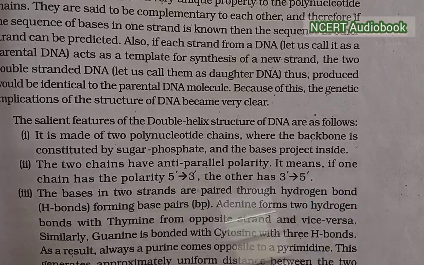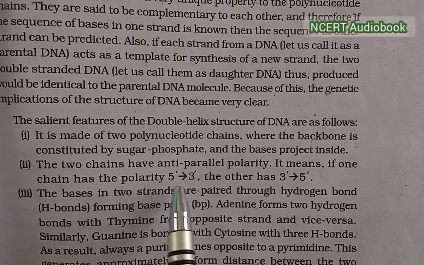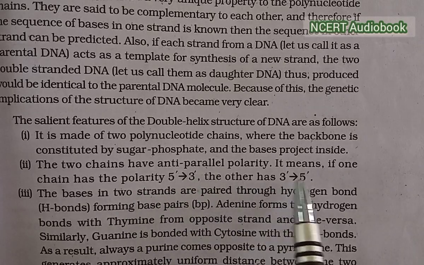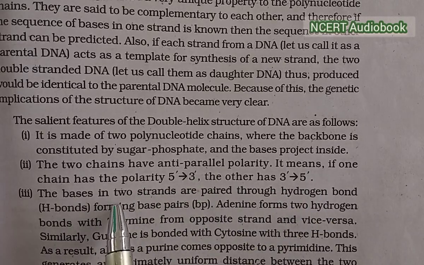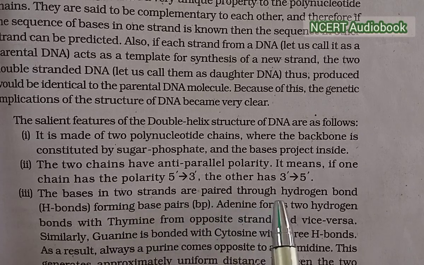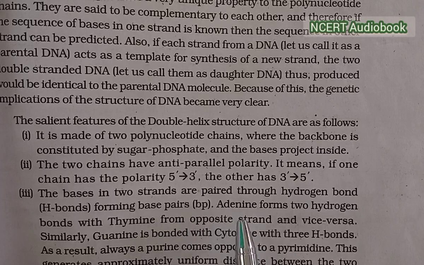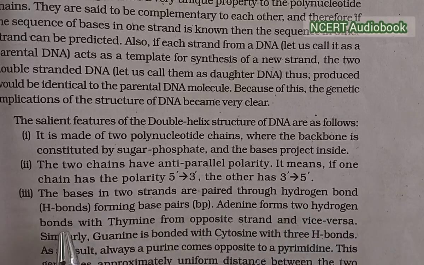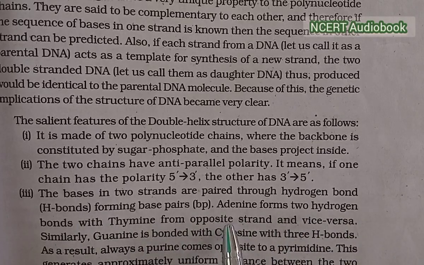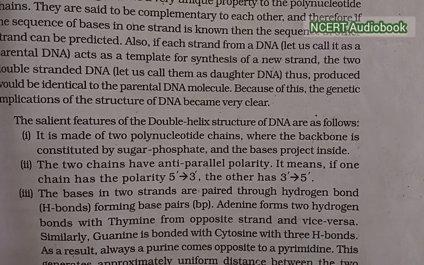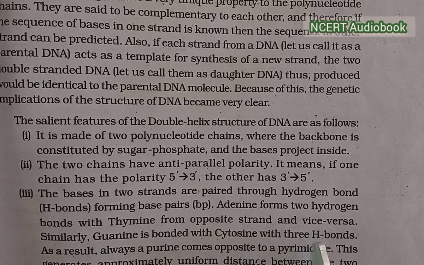It means if one chain has a polarity 5' to 3' and the other has 3' to 5', the bases in two strands are paired through hydrogen bonds forming the base pairs. Adenine forms two hydrogen bonds with the thymine from the opposite strand and vice versa. Similarly, guanine is bonded with the cytosine with three hydrogen bonds.